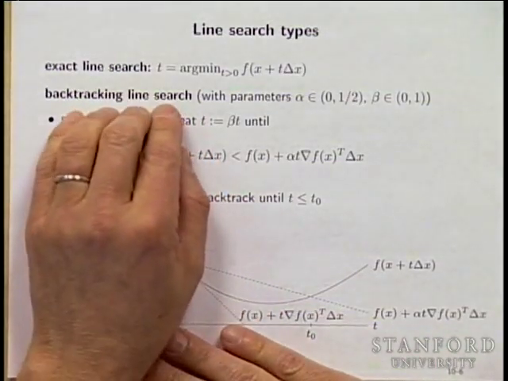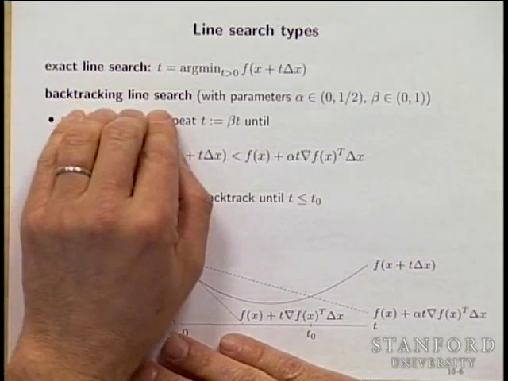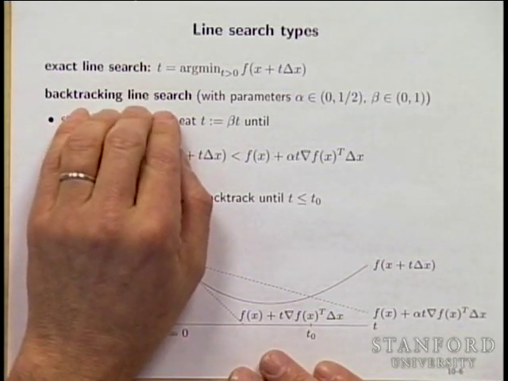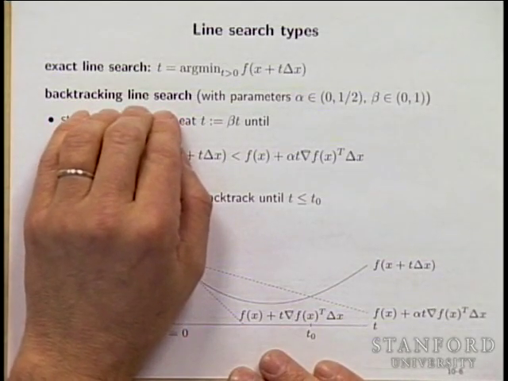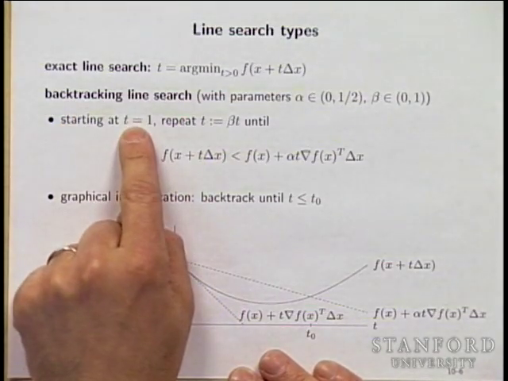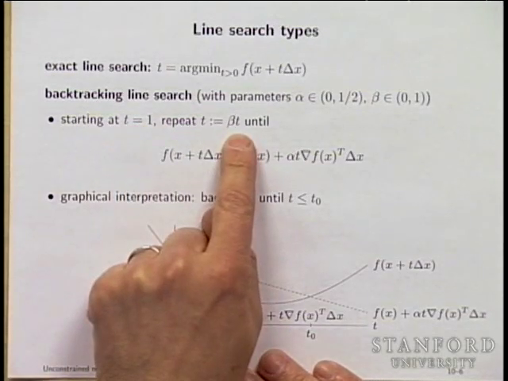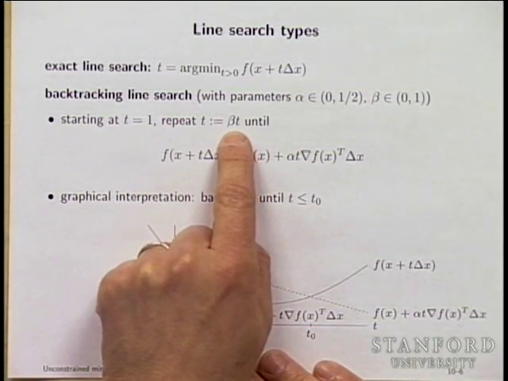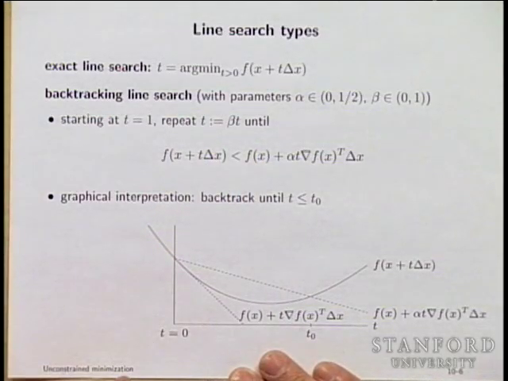But there are lots and lots of line searches. At the other extreme, there's something that's embarrassingly simple, and it goes like this. It's really, really dumb. You start with a step of 1. Okay? And then you repeatedly multiply by a constant beta. Beta is typically a half or something like that. So you try a step of 1. And you try it. Then you check.